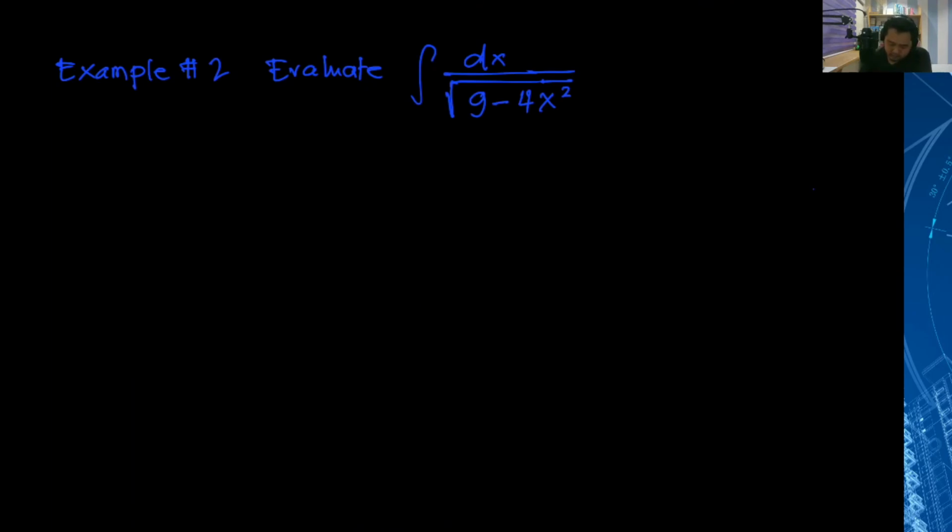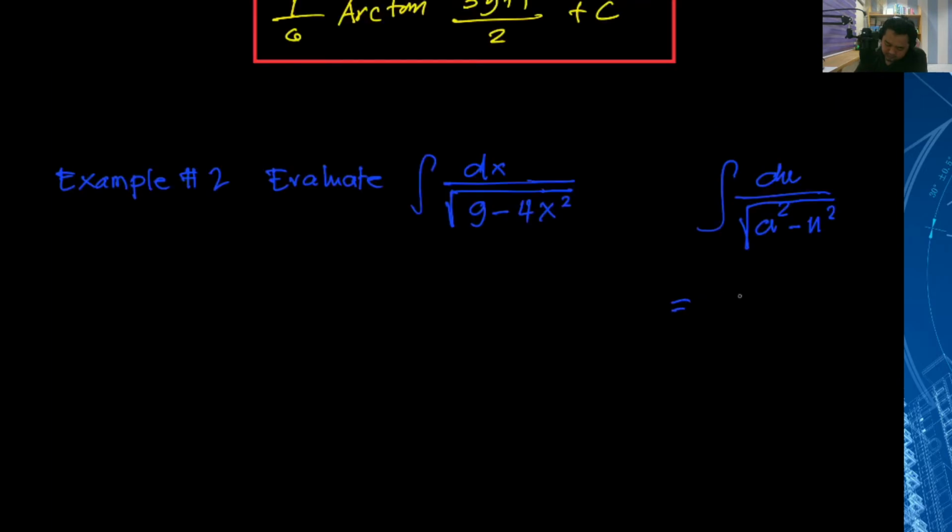Example number 2. Evaluate the integral of dx over the square root of 9 minus 4x squared. By inspection, we can say that the formula to be used is formula number 1 because of the presence of the radical. Recalling formula number 1, that is the integral of du over the square root of a squared minus u squared, which equals arcsine of u over a, plus c.